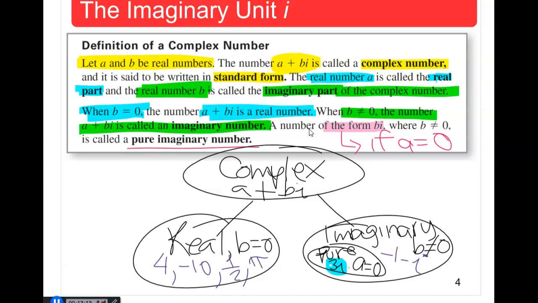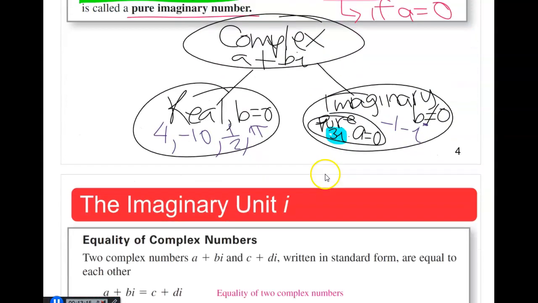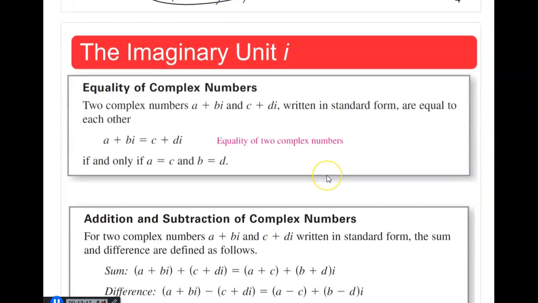All of those are real numbers. Okay, so moving on. Now we're going to go over how to add and subtract the numbers. Before that, if we have this statement here, the equality of complex numbers. If you have two complex numbers and they're both in standard form, and you're saying that they equal each other, like we have here in that equation.